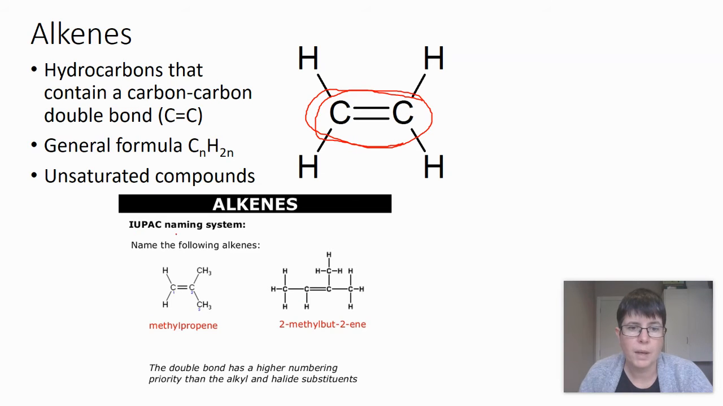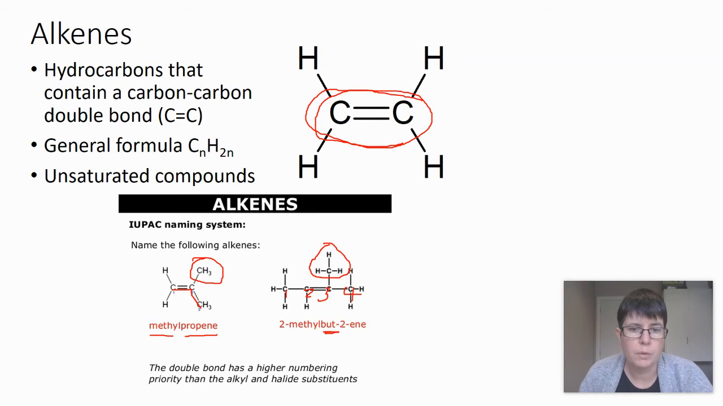We use the IUPAC naming system, and we look again for the longest continuous carbon chain. So in this molecule here, for example, it's 1, 2, 3. So it's propene, and then it's got a methyl group attached to it. So it's methylpropene. This molecule here is a little bit longer. It has 1, 2, 3, 4 carbons. So it's butene, and then it has this methyl group.